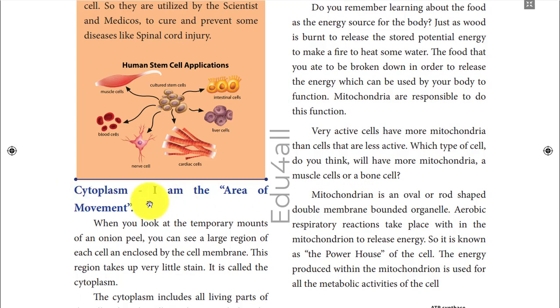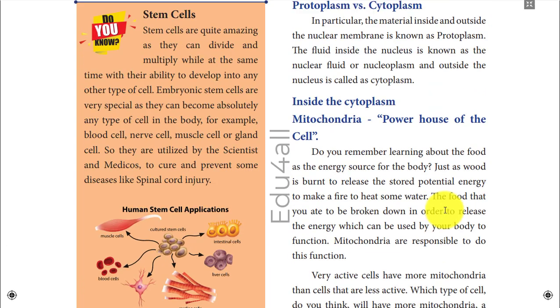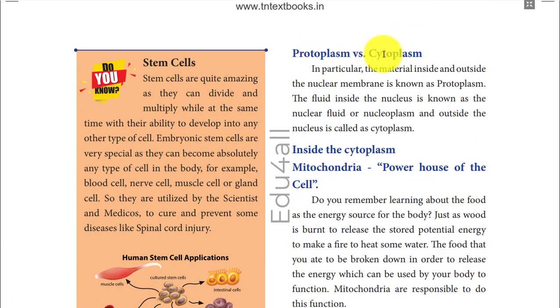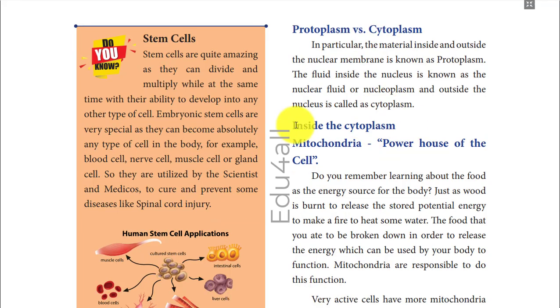Next what we are going to see is cytoplasm. Cytoplasm is the material inside the cell. When you classify the cell into two types, one is protoplasm versus cytoplasm. Protoplasm is nothing but cytoplasm with the nucleus. If there is no nucleus, it is called cytoplasm. But these two play a vital role in the cell.